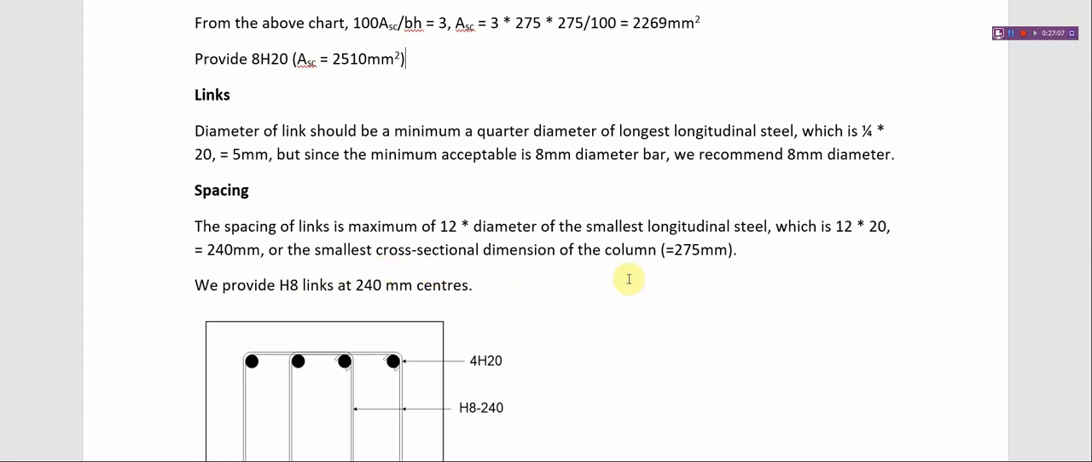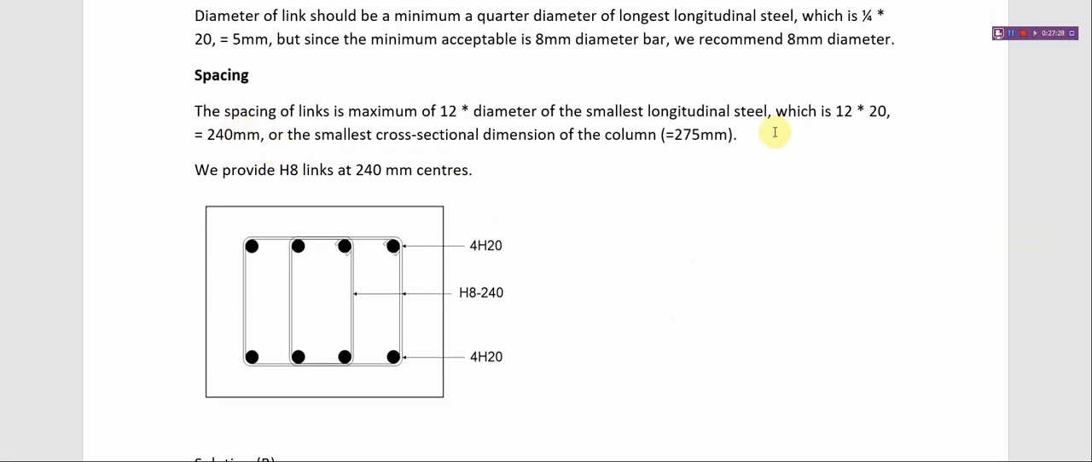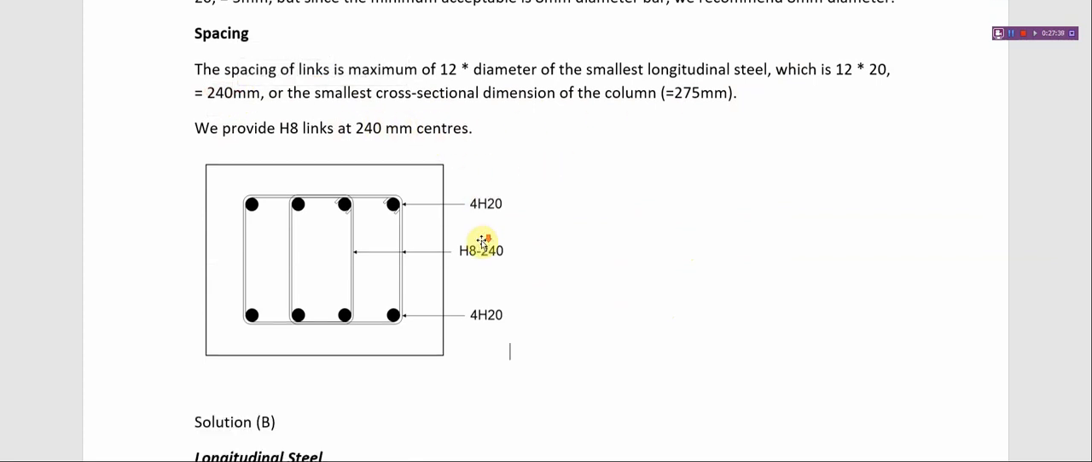However, or the smallest cross-sectional dimension of the column of 275. So I think this 275 is the maximum provided for here, but 300 mm is the maximum that is acceptable. That is the maximum, but for this particular one, since we have 240, we use 240. So, or the smallest cross-sectional dimension of the column, okay, 275 mm. Now we use 240 because it's smaller than this, so we just provide it at 240 mm center to center.